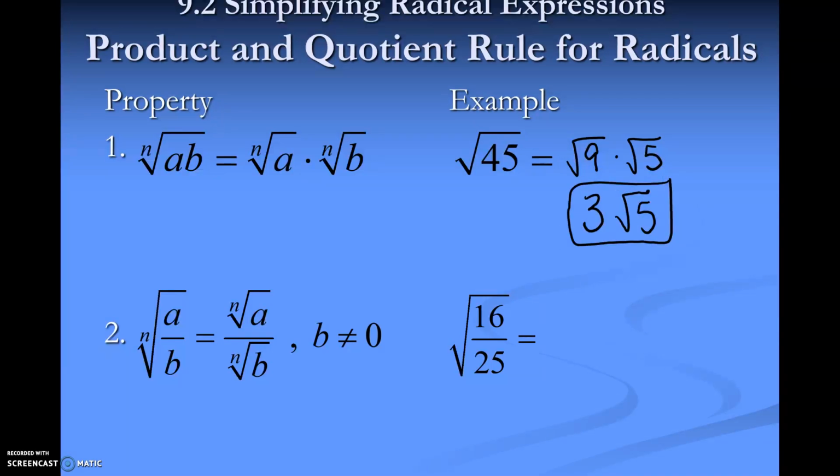The square root of 16/25ths, we can split that into the square root of 16 over the square root of 25. The square root of 16 is 4. The square root of 25 is 5. So that becomes 4/5.